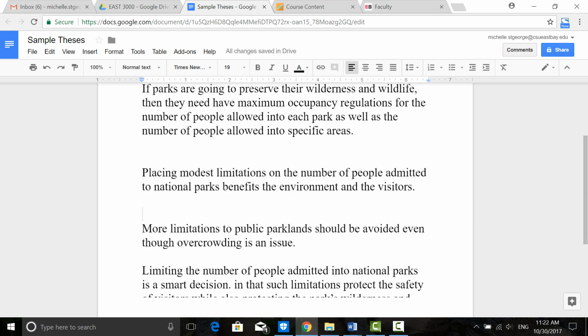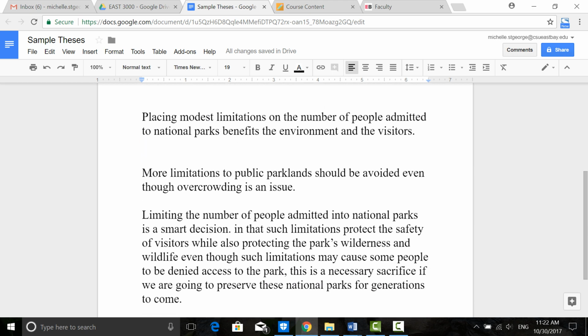Okay, let's look at our last 3. "Placing modest limitations on the number of people admitted to national parks benefits the environment and the visitors." Okay. This is a pretty sophisticated thesis statement. It's concise, it's to the point, and yet it's doing a lot. So notice they take a clear position that modest limitations should be placed on the number of people admitted to national parks. So they set up their purpose and topic. And then they're very clear because it benefits the environment and visitors.